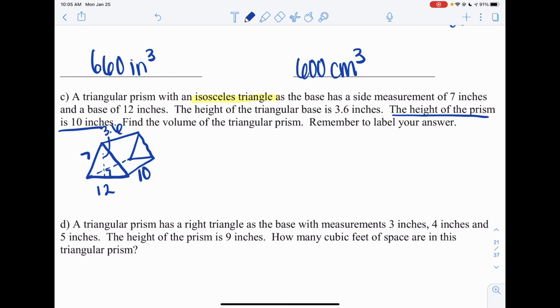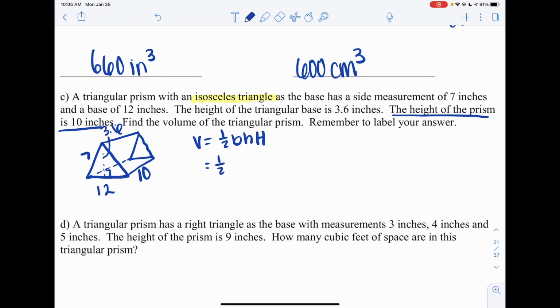Now remember, we're only really using 3 measurements in our volume formula. So one of these measurements is not going to be plugged into our formula. For starting off, write your formula, which is 1/2 times the base of the triangle times the height of the triangle times the height of the prism. Next step is to start substituting.